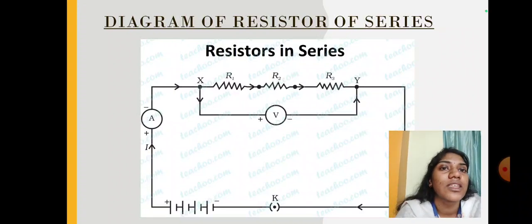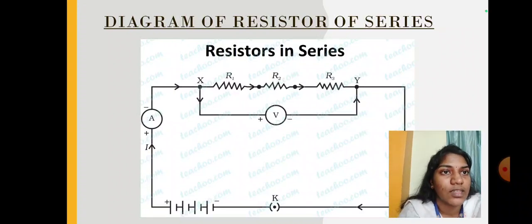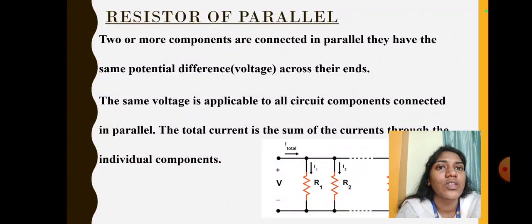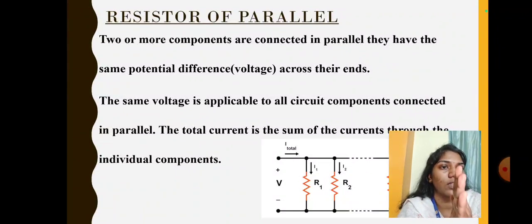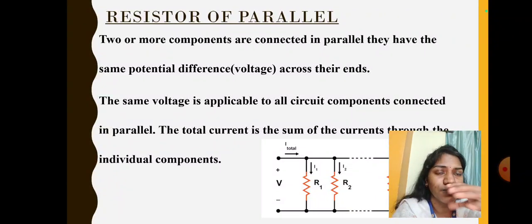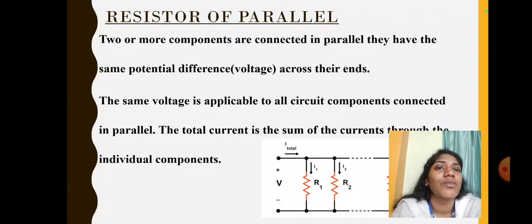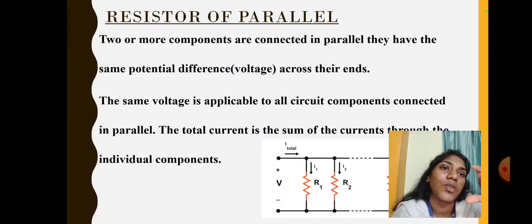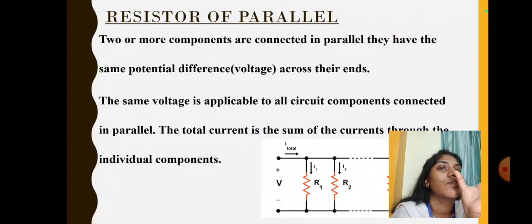Next we'll see resistors in parallel. Two or more components are connected in parallel, one here, another here, and another here. We all know it, parallel. That is known as resistors in parallel. The potential difference across them is the same because the ends are common, right? So the potential difference is the same, but the current differs.